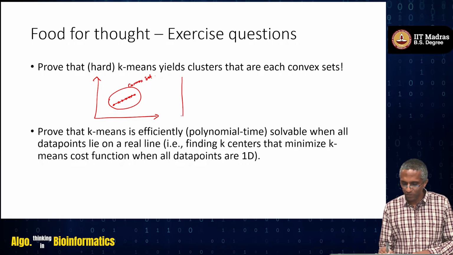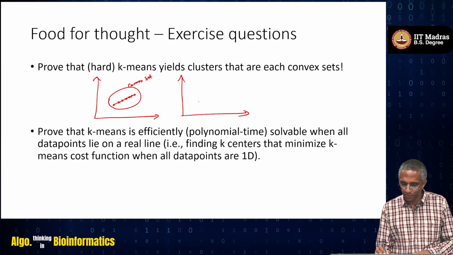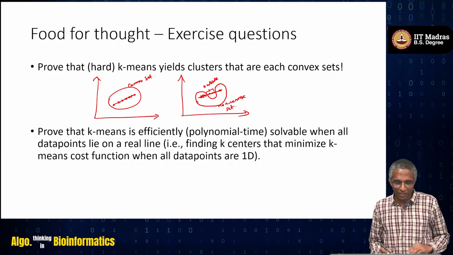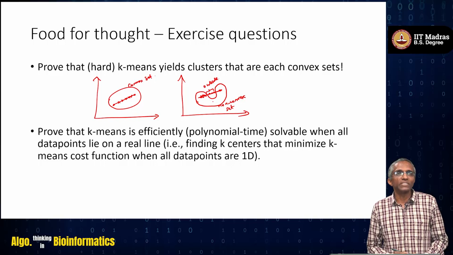What is not a convex set? You may have a set of data points that looks like this, and you take one data point here, one data point here, and you connect them. All of these data points are within the set, but these are the troublesome data points, right? They are outside the set. So, this is a non-convex set. Okay. So, we have a convex set and a non-convex set.